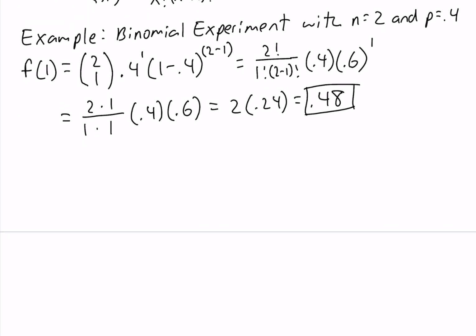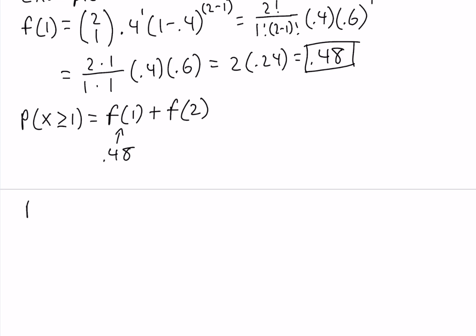Now let's calculate the probability of having at least one success. Well, that means we're looking at the probability of having one success or 2 successes. Since there are only 2 trials, the maximum number of successes is going to be 2. Well, this is going to be equal to the probability of 1 success plus the probability of 2 successes. Now, we've already calculated the probability of 1 success. We know it's 0.48. So let's quickly calculate the probability of having 2 successes.